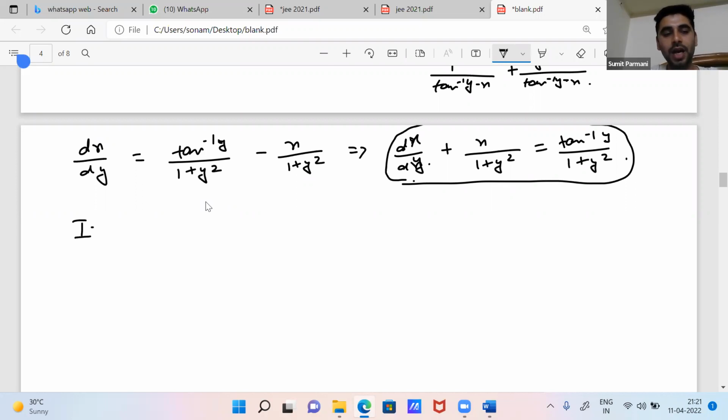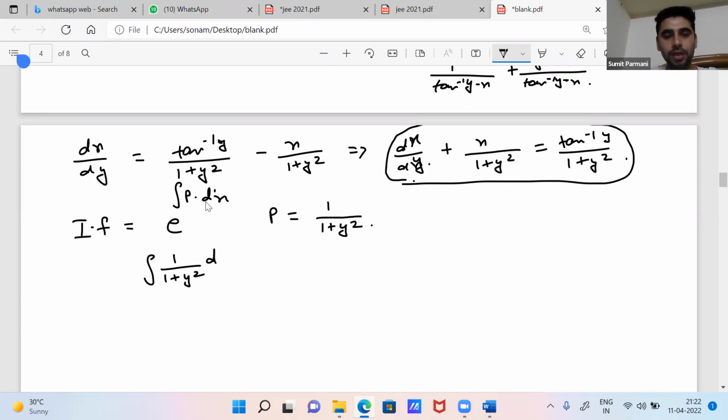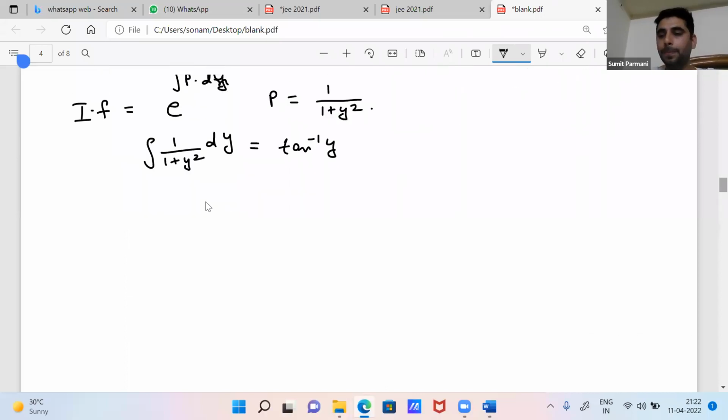What is integral factor? IF is equals to e raised to the power integration p dx. And here p is 1 upon 1 plus y square. So integration of 1 upon 1 plus y square dy is equals to tan inverse y. And after this, directly go to the final solution.